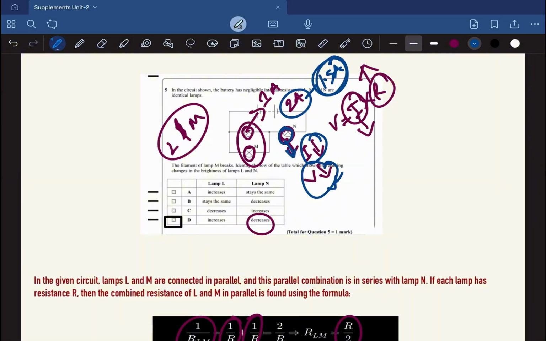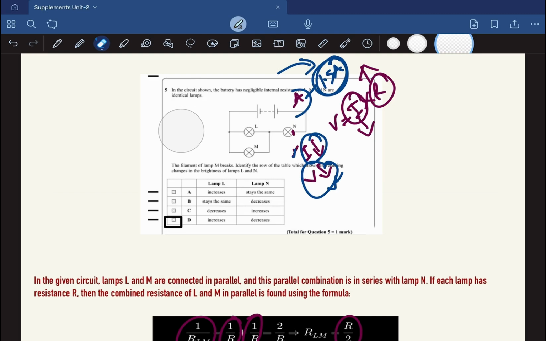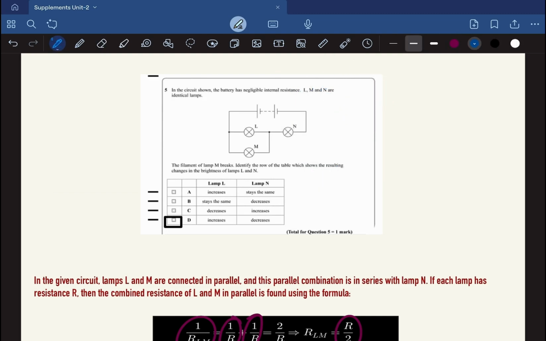But now this 1.5 ampere is completely received by this L bulb, because the other bulb is no more. So its current has increased from 1 to 1.5 ampere. As the current has increased, its brightness will also increase. So lamp L brightness increases and lamp N brightness decreases.